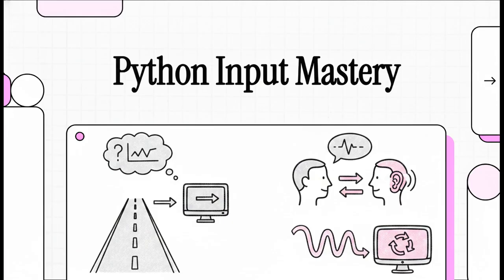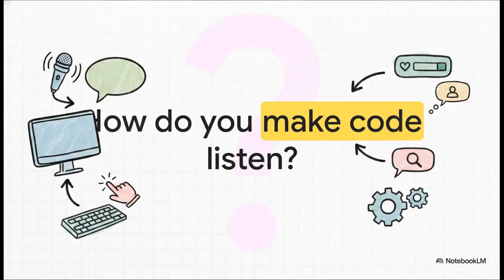But what if your code didn't just talk at you? What if it could actually listen to you? That right there is the million-dollar question, isn't it? How do you make code listen? We're basically going to reframe what programming even is today. It's not just about giving a strict set of orders to a machine. It's about having a real, two-way conversation with a computer.